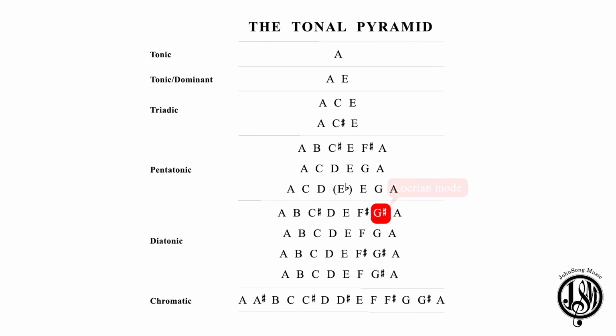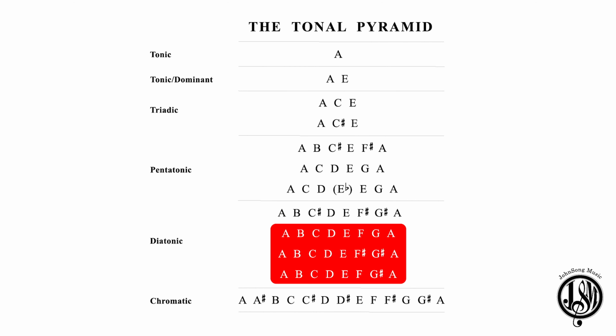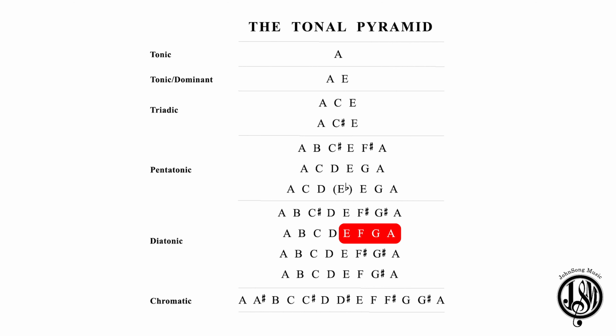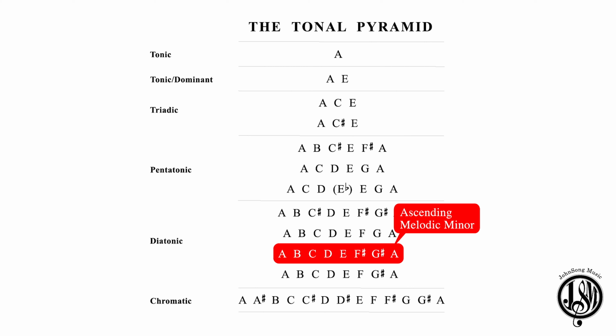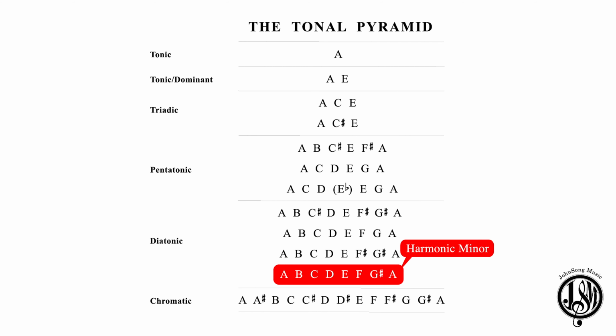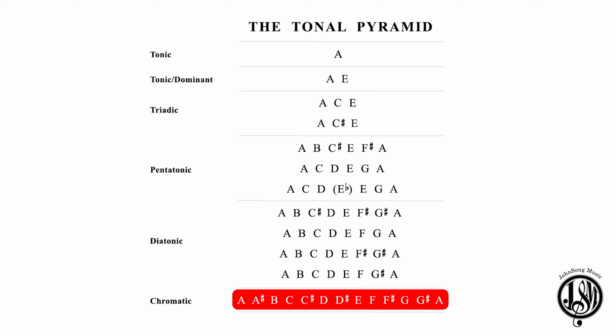In our Western music, there is only one major scale form. However, there are 3 minor scale forms where the second tetrachord changes. A tetrachord is the first or last 4 notes of an 8-note scale. So the second tetrachord changes to form the natural minor, the ascending melodic minor, and the harmonic minor scale. Then at the bottom, we have the chromatic scale, which forms the foundation of the tonal pyramid.